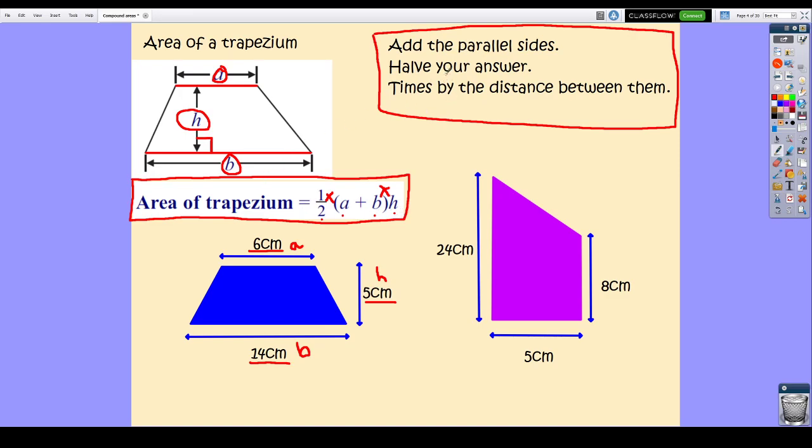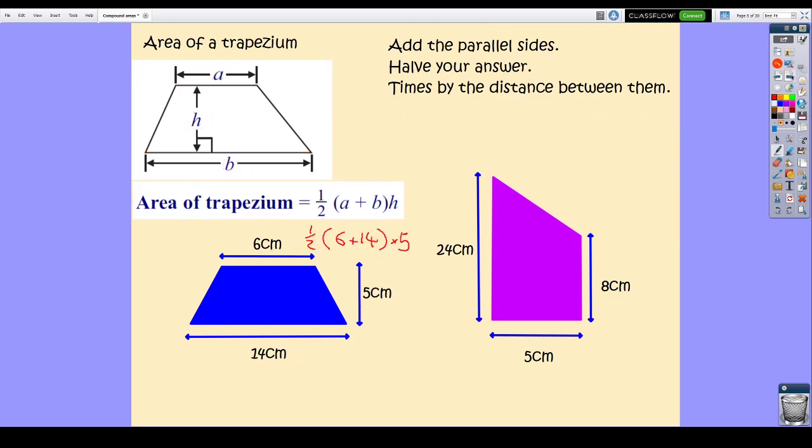And if you're using the worded version of this, we're going to add our parallel sides. So we're going to do 6 add 14. We're going to half our answer, and then we're going to times by the distance between them, so times by 5. So we should end up with half of 6 plus 14 times by 5.